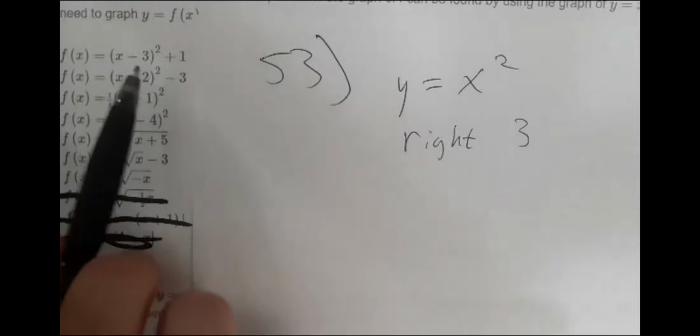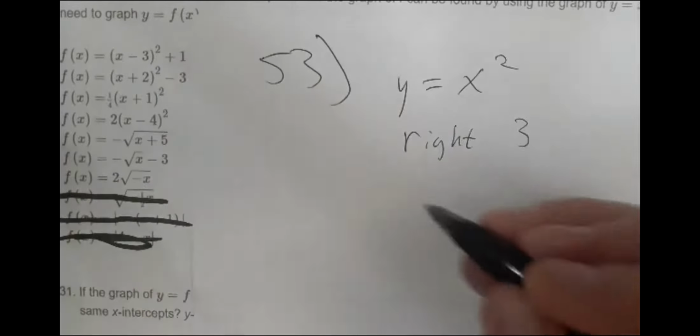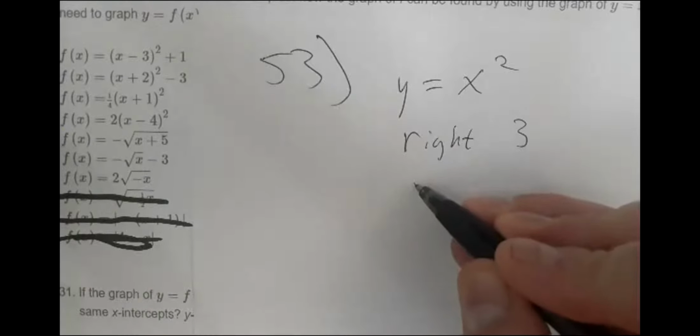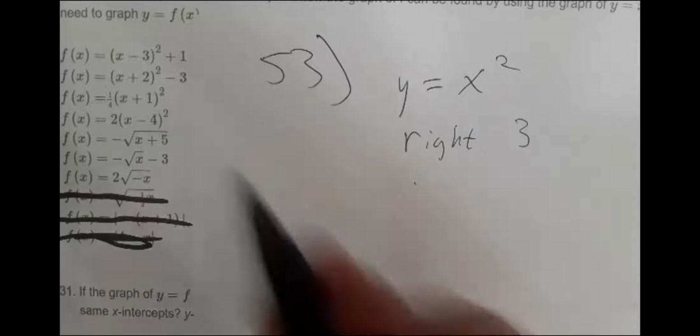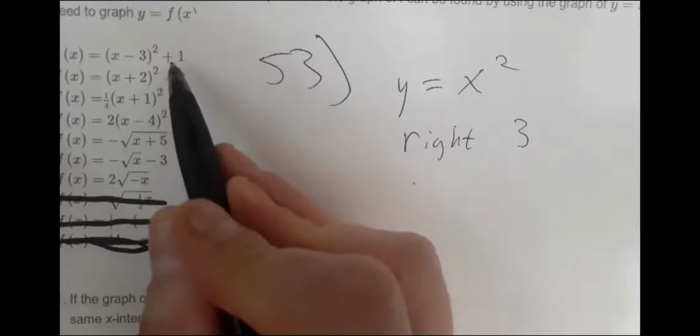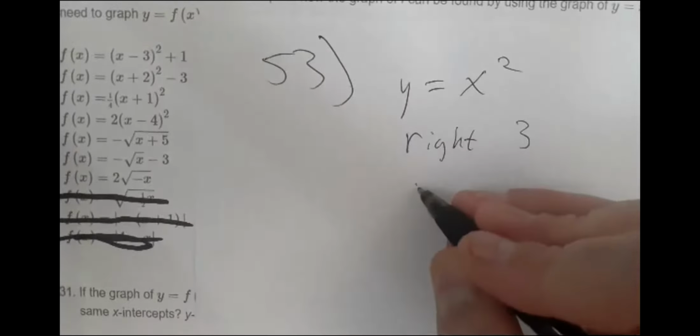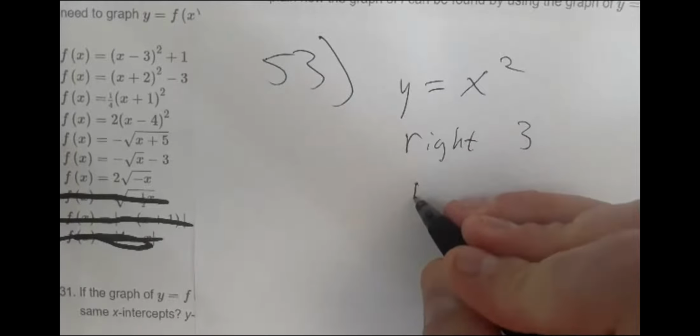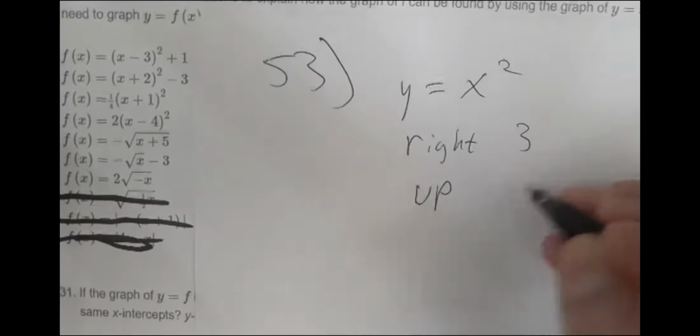But the -3 goes right 3. The +1 is going to go where? Do we not do any stretches or shrinks? Not on the inside. We do them on the outside. Okay, gotcha. But the +1, I was just saying, the +1 is going to go where? Up 1 unit. Yeah, up.